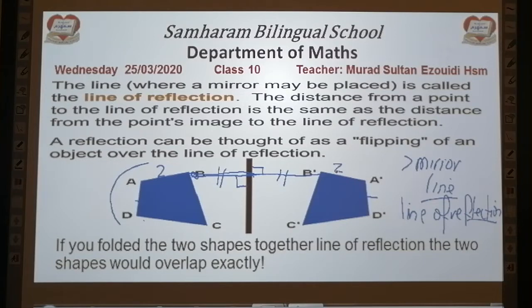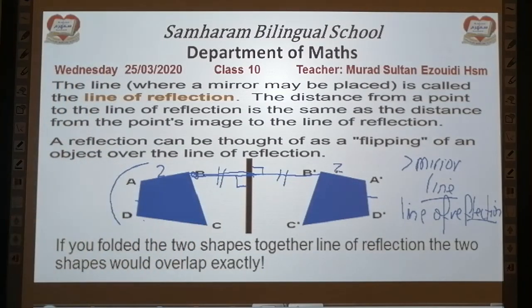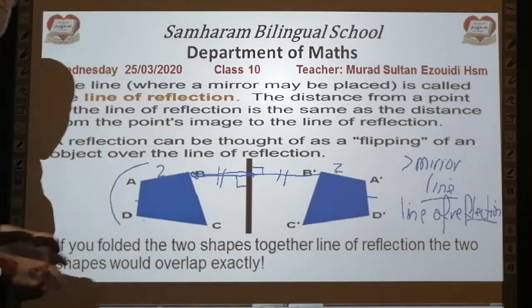A reflection can be thought of as a flipping of the object over the mirror line. If you flip the image, this one will get the same. If you fold the two shapes together along the line of reflection, the two shapes would overlap exactly. They will be the same. Okay, the next one, kids.